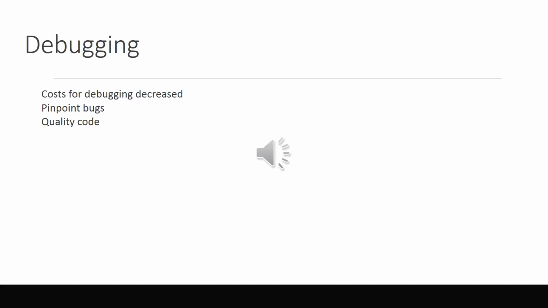Unit tests also make your project a lot easier to debug, and this is important because if your project's easier to debug, then costs go down. Unit tests help you to pinpoint exactly where your bugs are in your project. If you have all your tests and you run them and some of them fail, well, you can be pretty sure that you know where some bugs are.